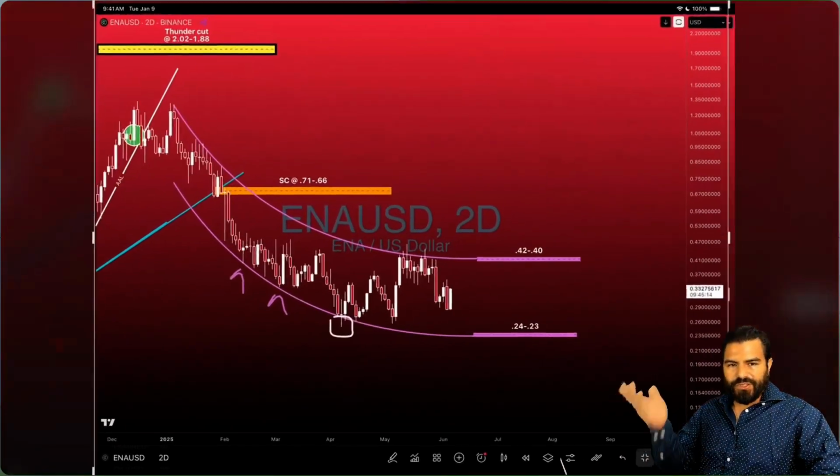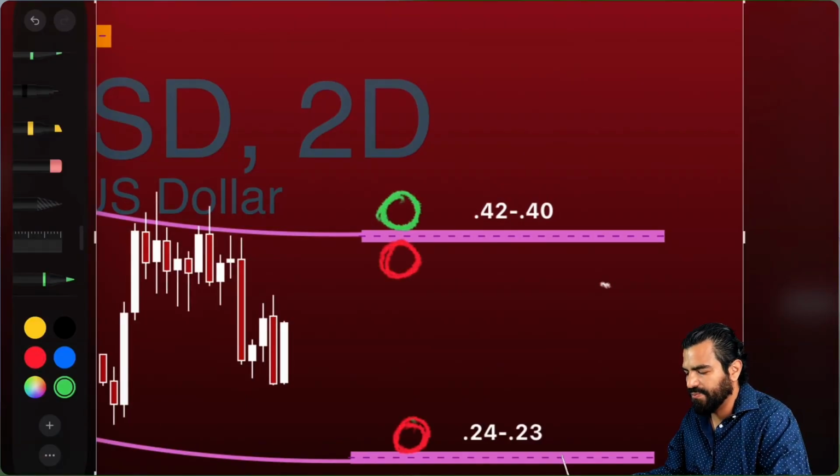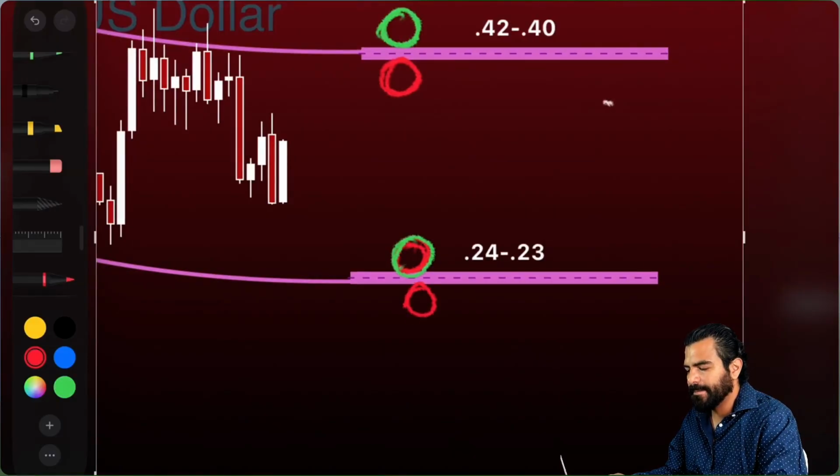So now if I wanted to just draw some health markers to help me map out where we're going, that would be a health, this would be a weakness, this would be a health, this would be a weakness.